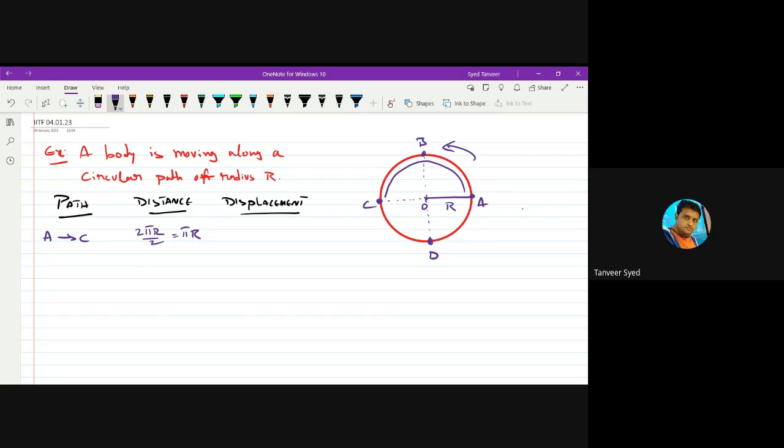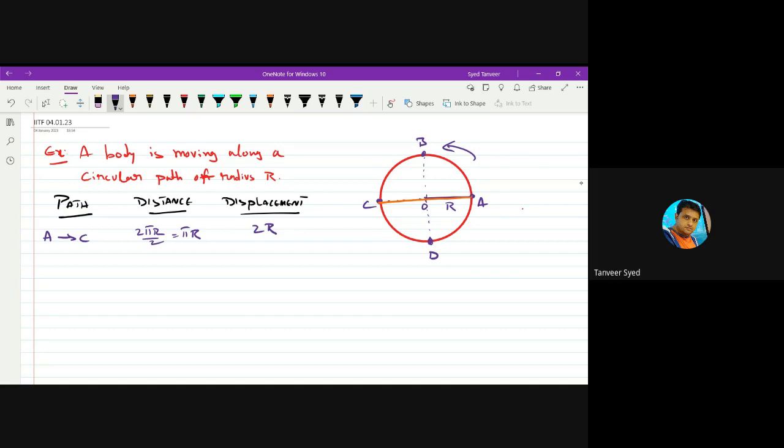Then the displacement between point A and point C is the shortest path between A and C, as per the definition of displacement. The shortest path between two points will always be a straight line. Keep this point in mind. It can never be a curve. So the shortest path between A and C is the straight line connecting A and C, which is the diameter of this circle. The diameter of the circle is 2r.